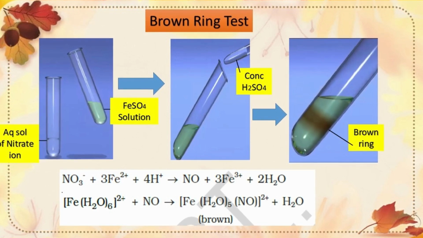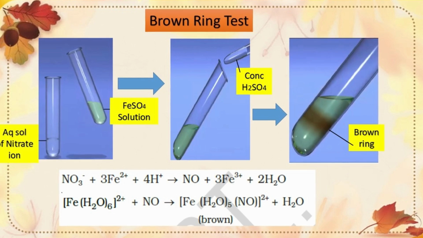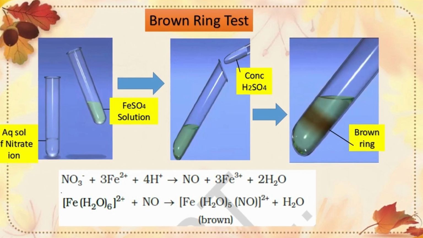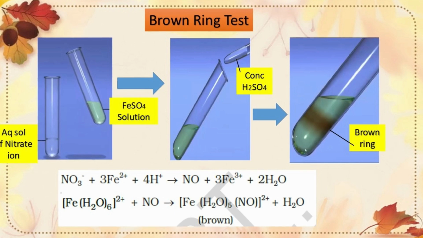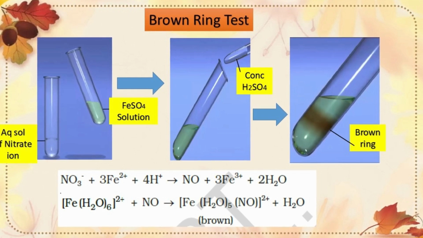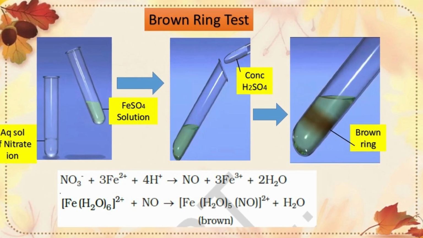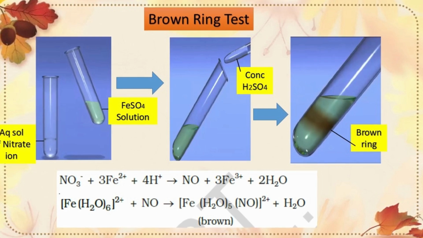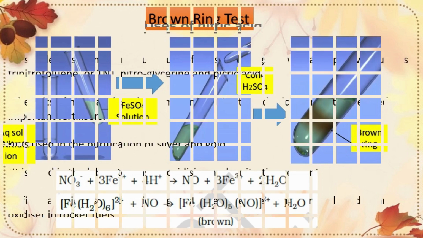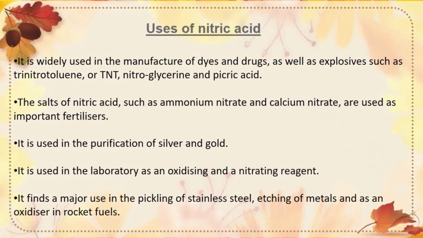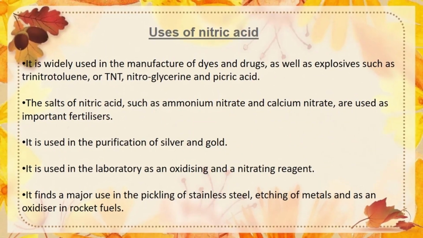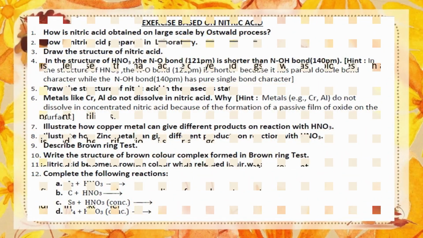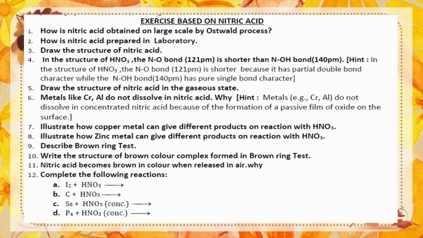The Fe2+ ions present in ferrous sulfate will reduce the nitrate ion, that is the NO3- ion, to nitric oxide. This nitric oxide will further react with Fe2+ ions to form a brown colored complex. These are the uses of nitric acid. Students, kindly practice these questions in your notebook.